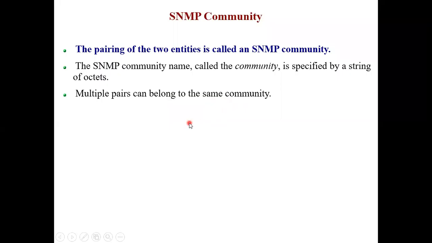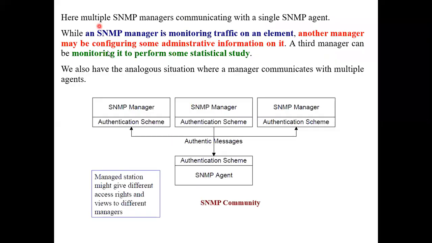It's not that only one agent and one manager will be part of one community. I can have multiple pairs. Multiple pairs means many agents or many managers can belong to the same community. So this is the SNMP community: pairing of 2 entities is called an SNMP community.